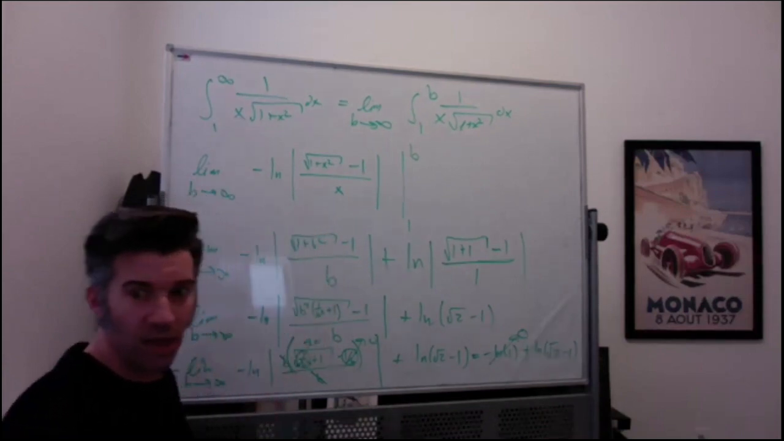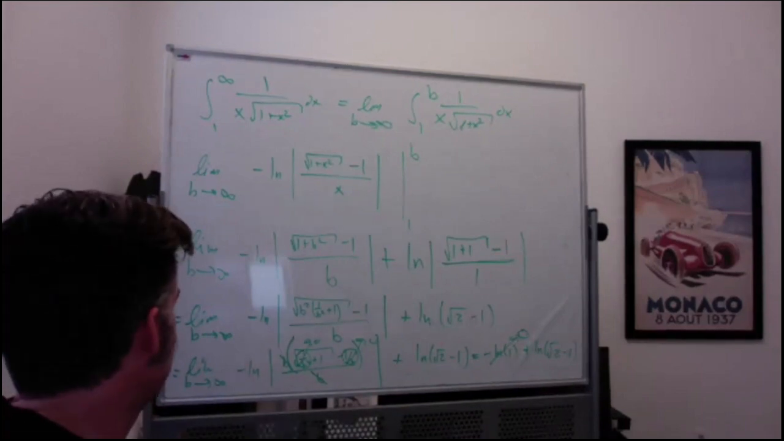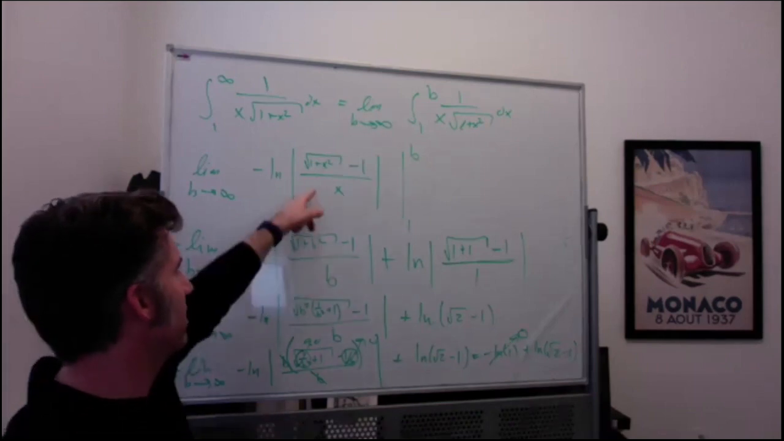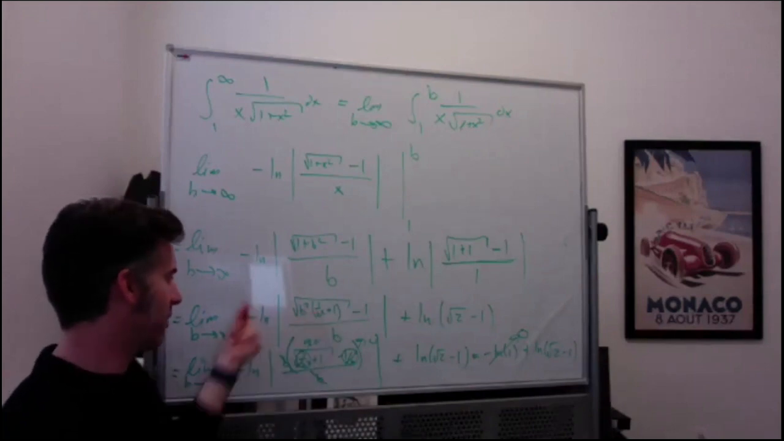I failed to factor out the x from the square root. That's kind of what I did. I guess I could have done that up here. That's kind of what I did down here. I factored out the b squared, and it came out as a b.